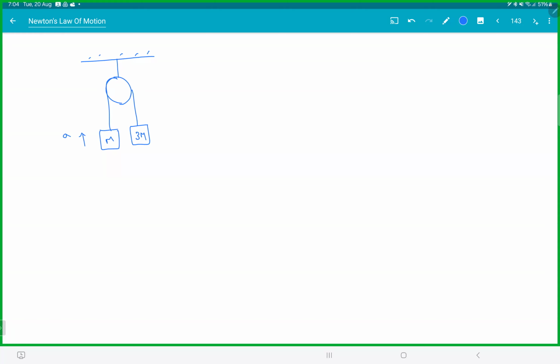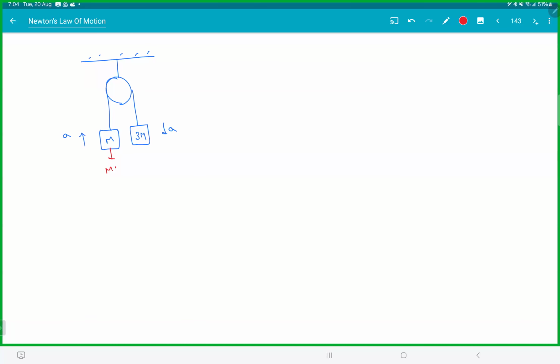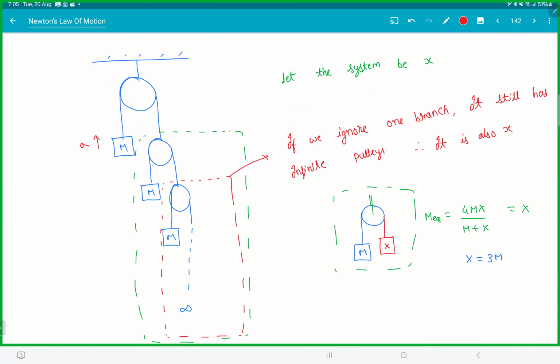So this is acceleration A, acceleration A downward. This is mg. This is 3mg. It becomes a two-block problem. Acceleration will be 3mg minus mg by 3m plus m, g by 2. Is the idea clear, everyone?